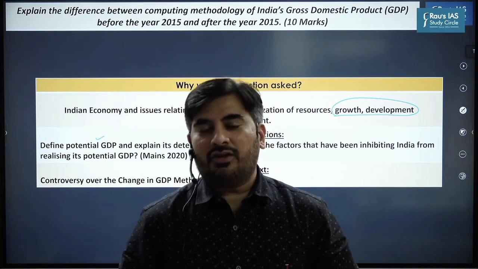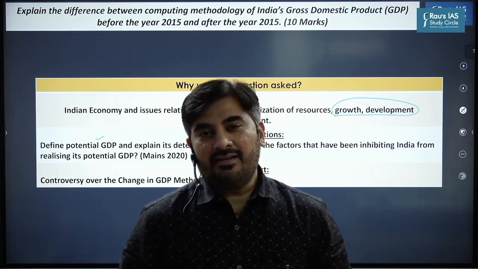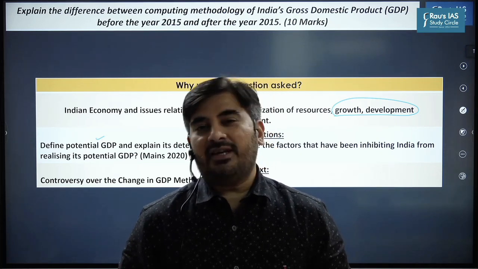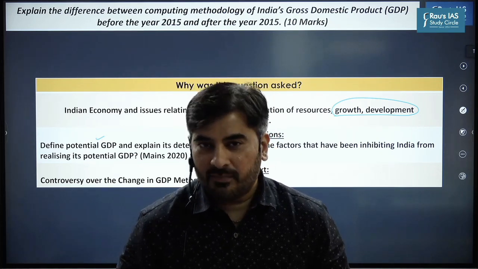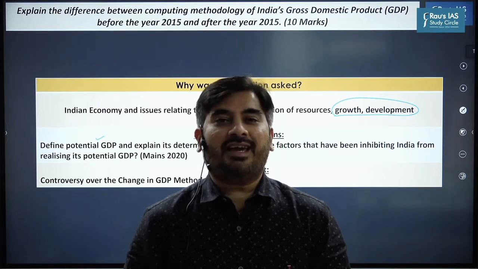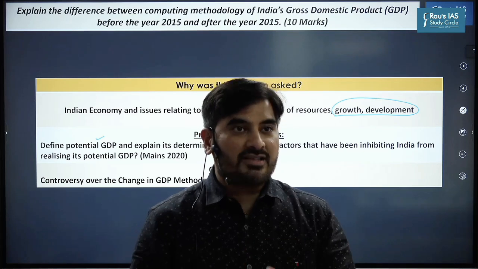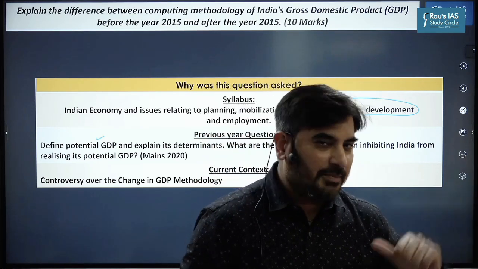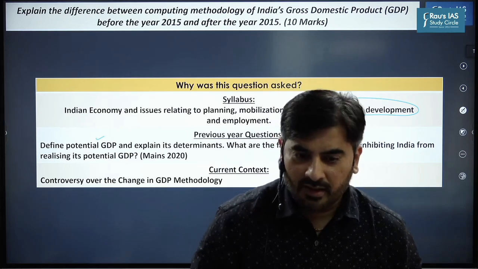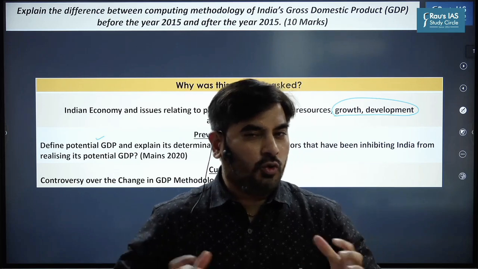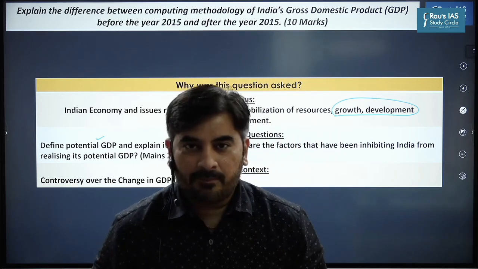In the year 2015, the Central Statistical Office decided to change the GDP computation methodology based upon the recommendations of a committee known as K. Sundaram Committee. So based upon the recommendations of K. Sundaram Committee, we decided to change the GDP computation methodology. After the changes were introduced, there was huge controversy.